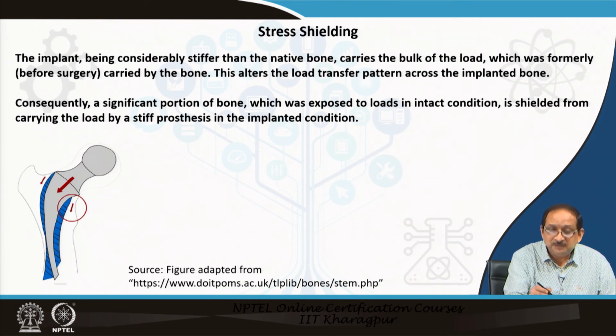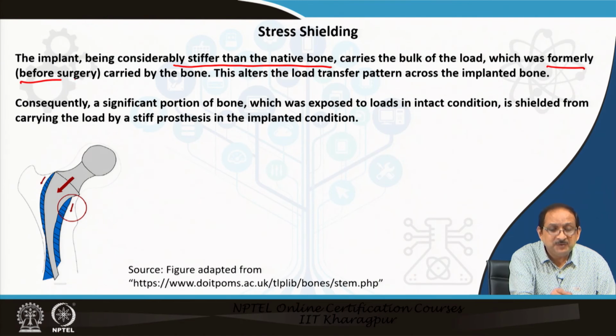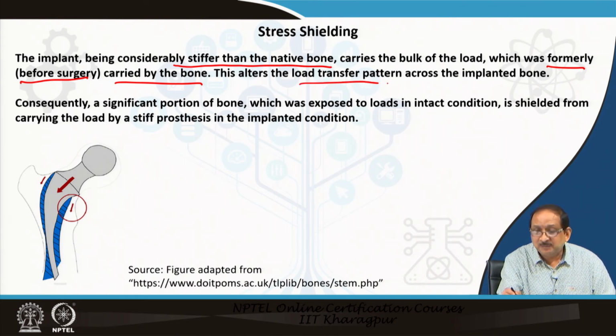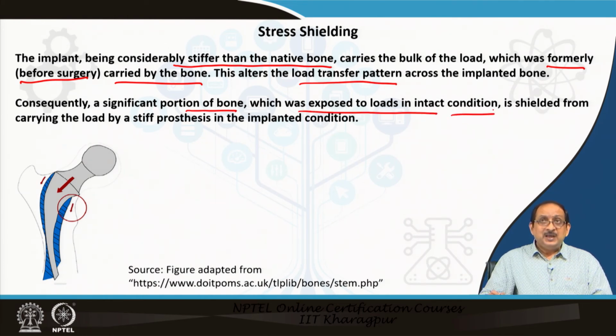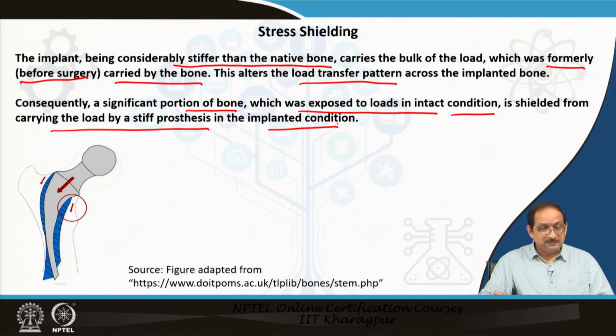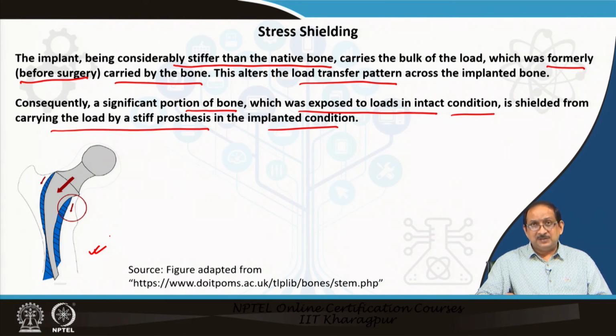The implant, being considerably stiffer than the native bone, carries the bulk of the load, which was formerly, that is before surgery, carried by the bone. So, this actually alters the load transfer pattern across the implanted bone structure. Consequently, a significant portion of bone which was exposed to loads in the intact condition is shielded from carrying the load by the stiff prosthesis in the implanted condition. So, this is well exhibited in the figure presented here in the slide.